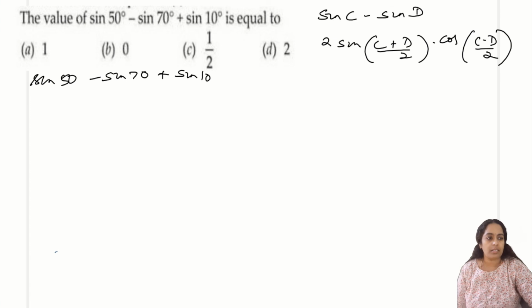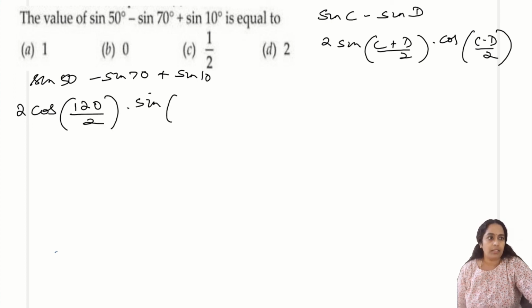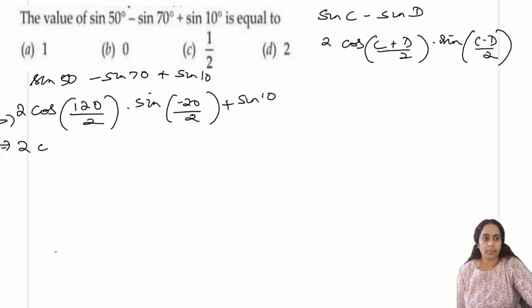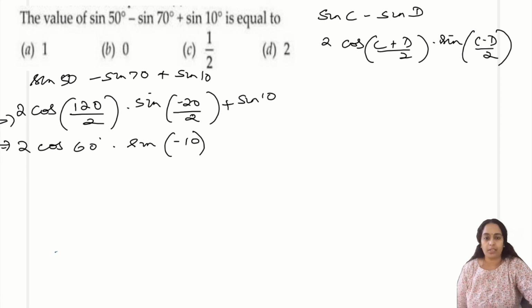So it's going to be 2 cos of (C plus D by 2), which is 50 plus 70, 120 by 2, sine of (C minus D by 2). So 50 minus 70 will be minus 20 by 2. Then I have plus sine 10. So 2 cos 120 by 2 is going to be 2 cos 60 degrees sine minus 10. Minus 20 divided by 2 is minus 10, plus sine 10. This cos 60 value is 1 by 2, so 2 and 1 by 2 get cancelled.